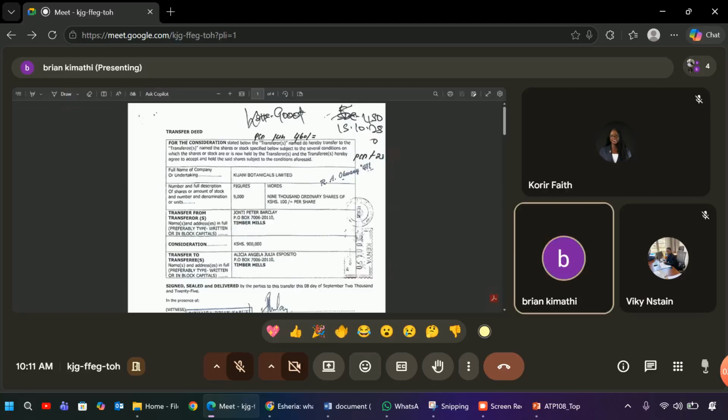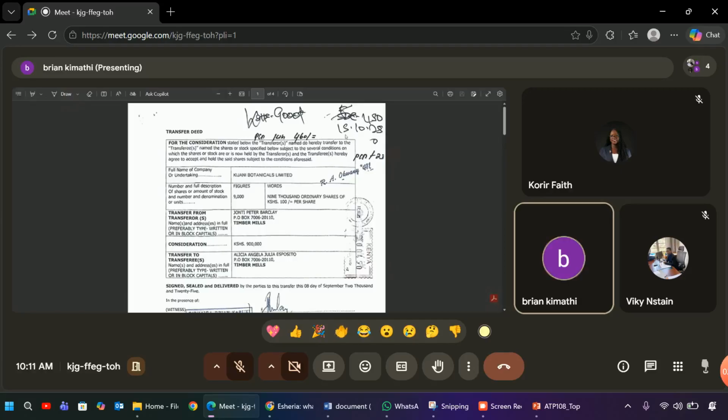So I was trying to load the system, but it is loading slowly, so I'll just go back. When you go to the system, you go to non-land, then to stamp duty payment. For RDP, you click RDP, then you go to stamp duty payment. On stamp duty payment, this is where the Ministry of Lands has written that you have to pay Kenya shillings 9,000. Then there's a penalty of 460 shillings.